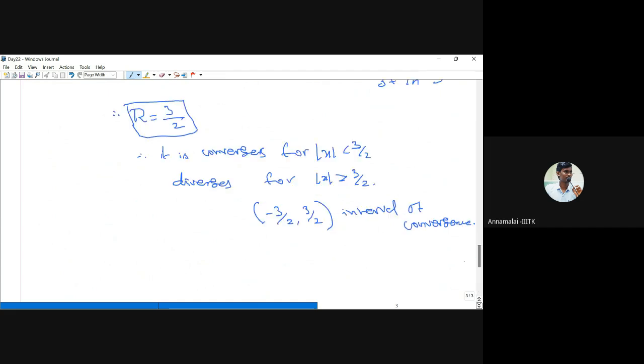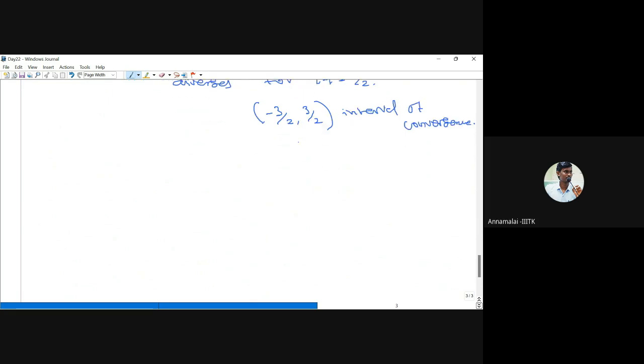Now we solve one more problem. Find the radius of convergence and exact interval of convergence. Consider this series summation n plus 1 by n plus 2 into n plus 3 into x power n. Okay. So here what is our an? An is this. So an equal to n plus 1 by n plus 2 into n plus 3.